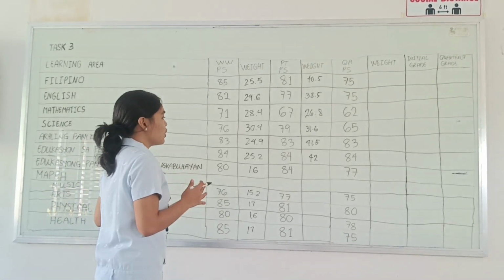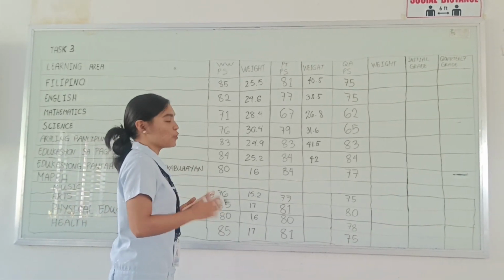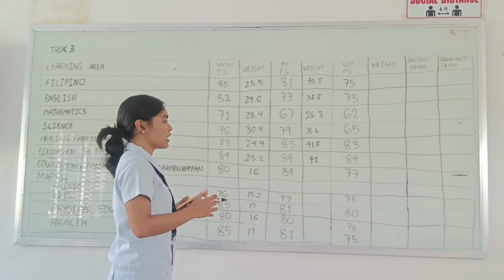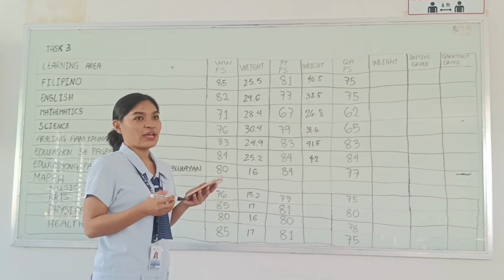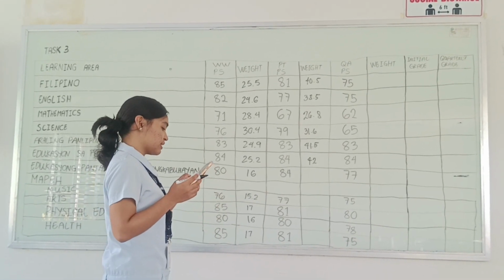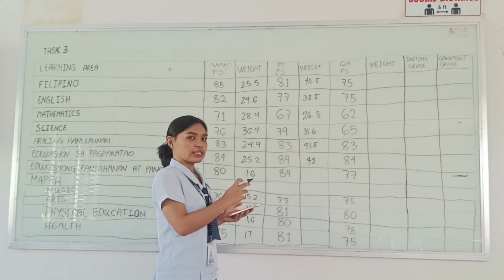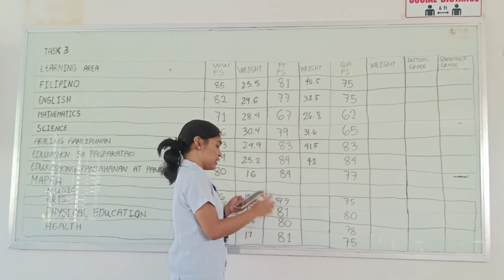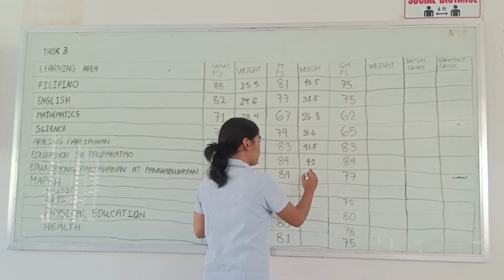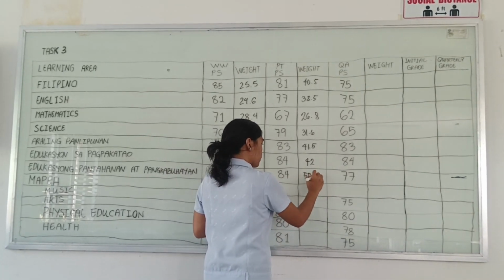We will have 84 as the partial score of this subject. This subject's weighted score is 60%. So we will multiply 84 times 0.60. It is equal to 50.4.